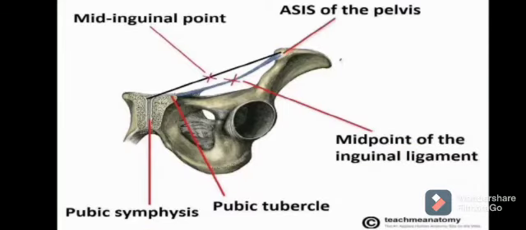Here you can see the mid-inguinal point. Mid-inguinal point is the center point from the pubic symphysis to anterior superior iliac spine. This is the anterior superior iliac spine and this is the pubic symphysis, and if you take the distance between them, the midpoint of this is the mid-inguinal point. But if you take the inguinal ligament, which extends from the anterior superior iliac spine to the pubic tubercle, the midpoint of this is called the midpoint of inguinal ligament.